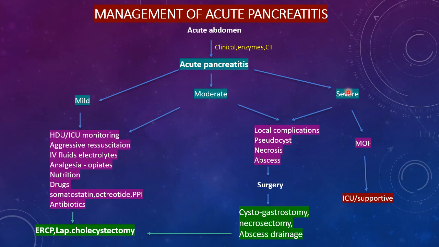The severe form of pancreatitis may develop local complications plus multi-organ failure. If they develop local complications, you treat them accordingly. If they develop multi-organ failure, then you have to treat very aggressively in an ICU atmosphere with supportive treatment. The mortality of these patients can be as high as 30%. Here the mortality is less than 5%, about 2%. Here it can be as high as 30 or more percent.